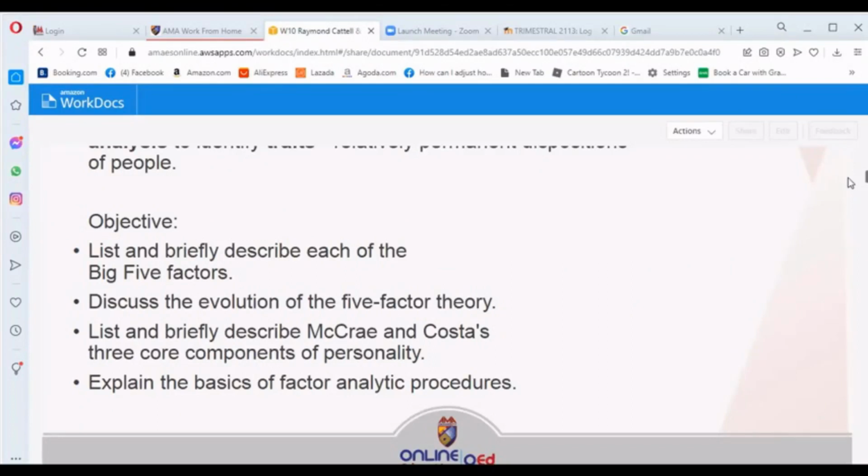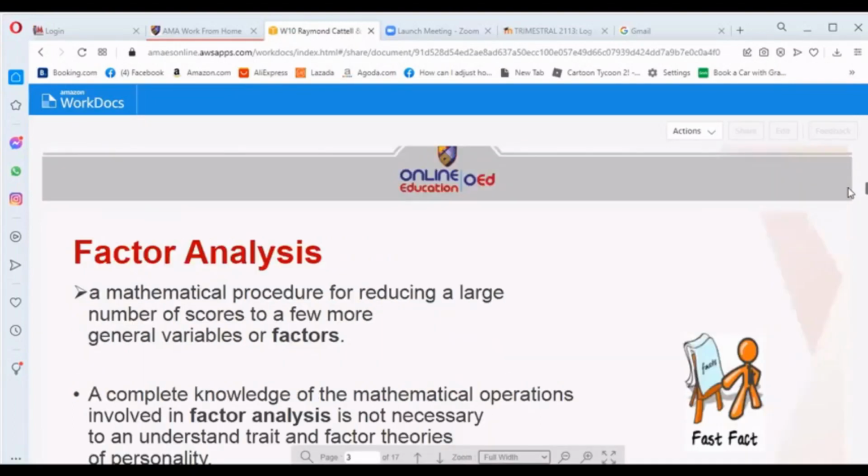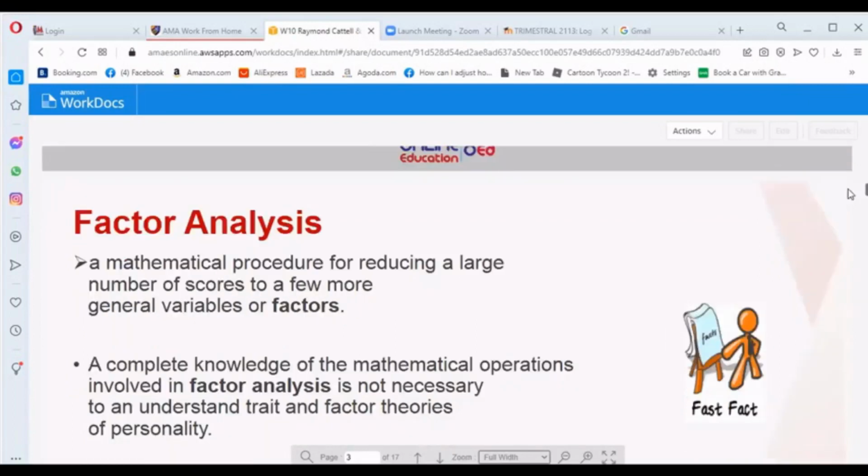Third, list and briefly describe McCrae and Costa's 3 core components of personality. And last is to explain the basics of factor analytic procedures. So let's focus first on factor analysis. What is this? Factor analysis is a mathematical procedure for reducing a large number of scores to a few more general variables or factors.